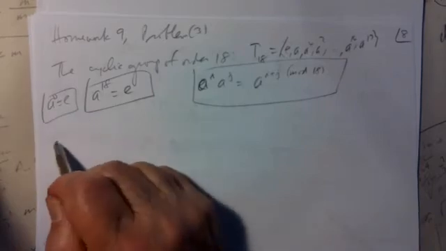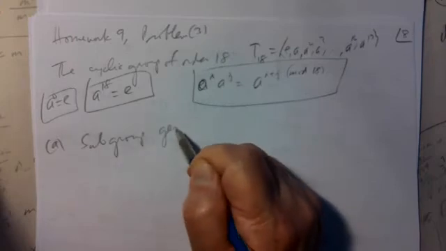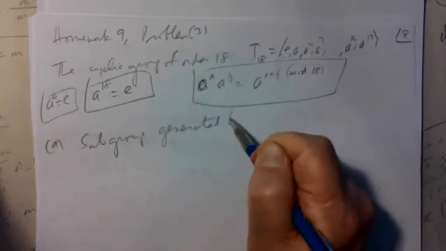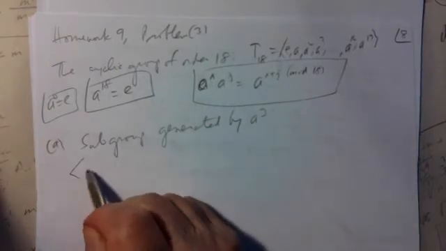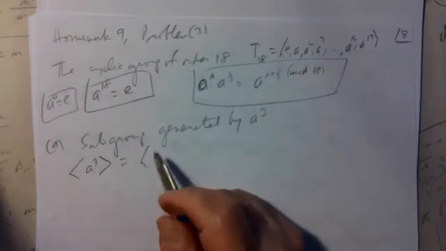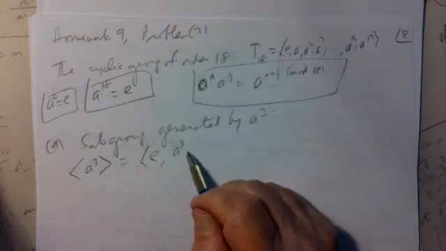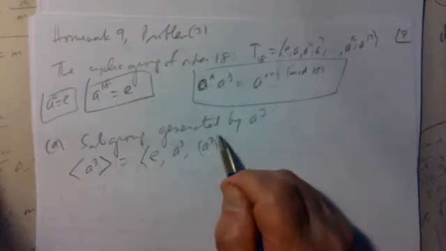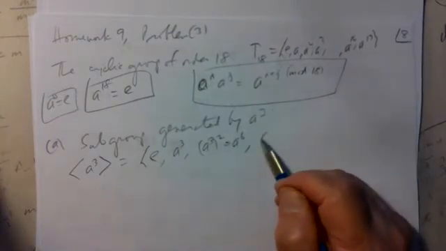So what is the subgroup generated by a cubed? This means the smallest subgroup of the group that contains a cubed. And we usually put brackets around the element. This means the cyclic subgroup generated by a cubed. So it's going to be in there. It has to contain the identity, has to contain a cubed. If you multiply a cubed by itself, a cubed squared is a to the 6th.